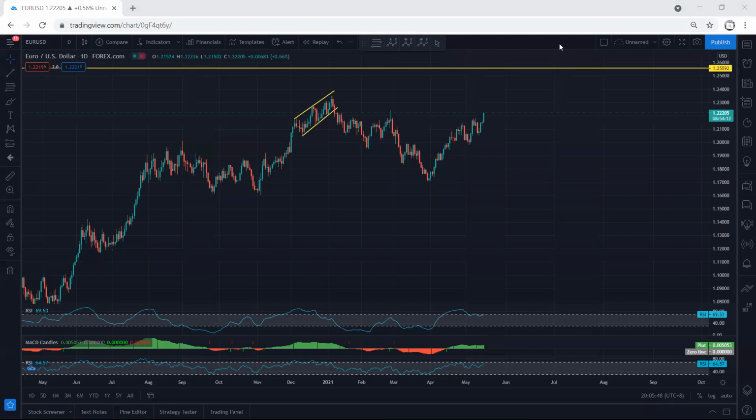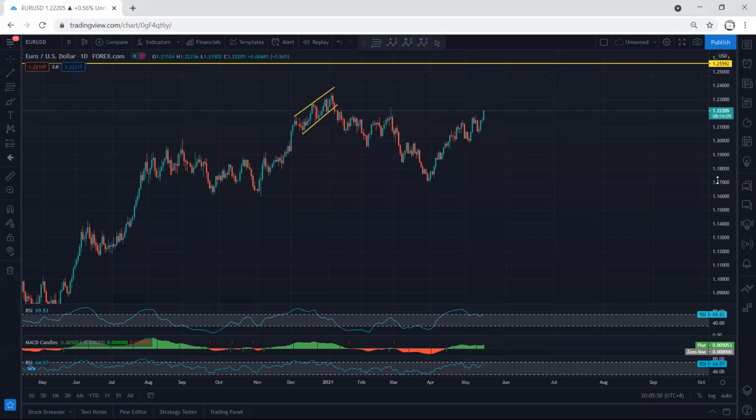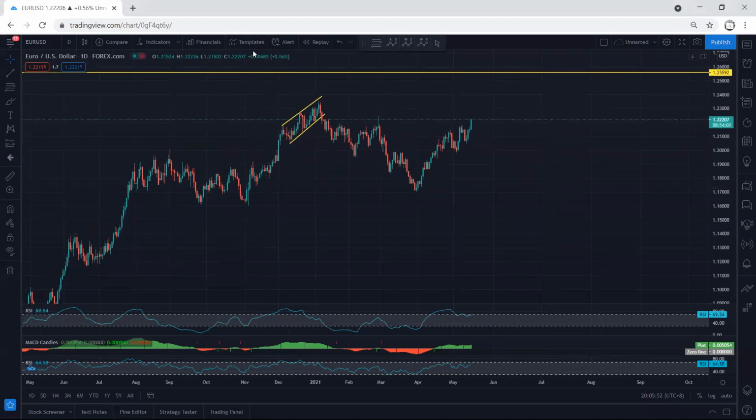EUR/USD, we start with the daily chart. We want to see how we can look for a trade. As we can see on the daily chart, we want to see whether the price can break. It broke the previous correction, but how about this one? Okay, now we want to see how we can look for a trade.